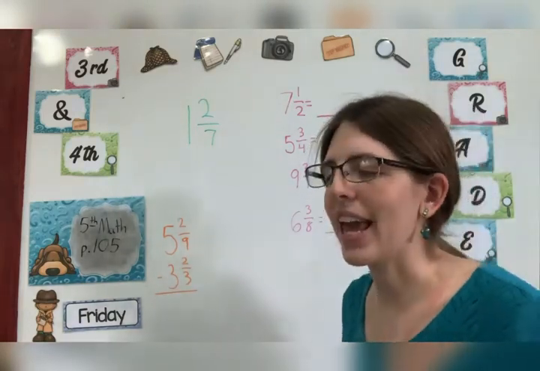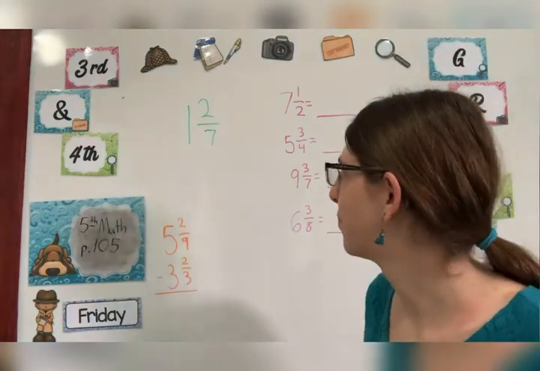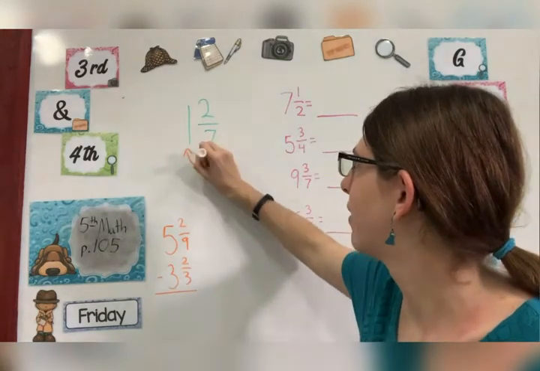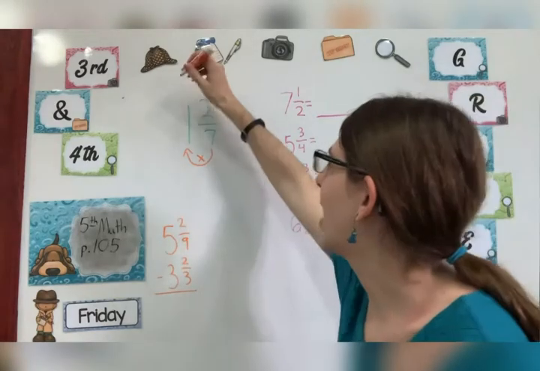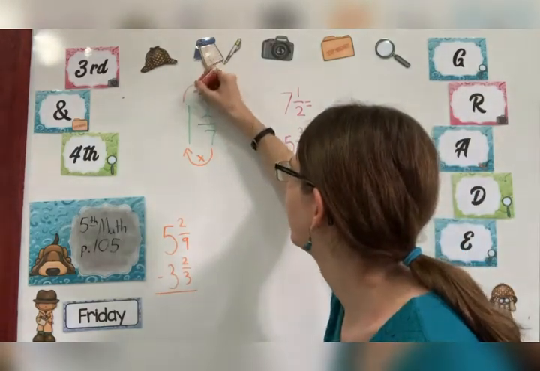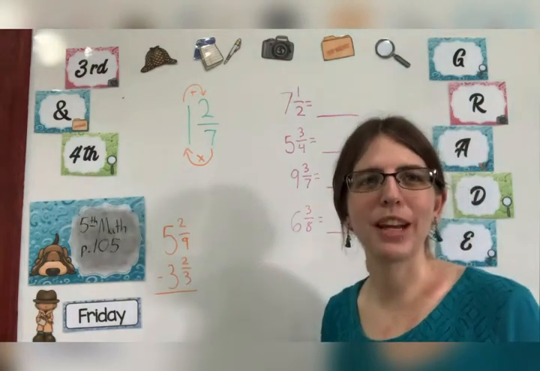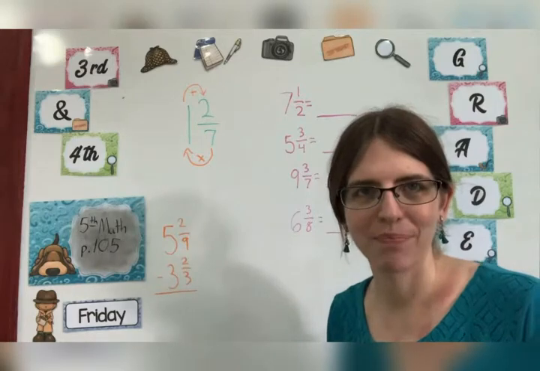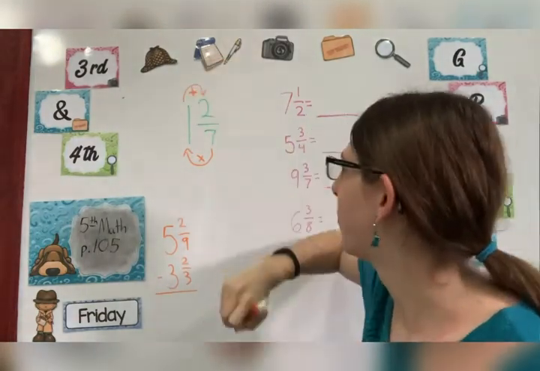To make a mixed number an improper fraction, all you do is go around like this. I multiply my denominator by my whole number. Then I add that answer to my numerator. That answer becomes my new numerator, and then my denominator stays the same. Okay? So let's try that with this example.